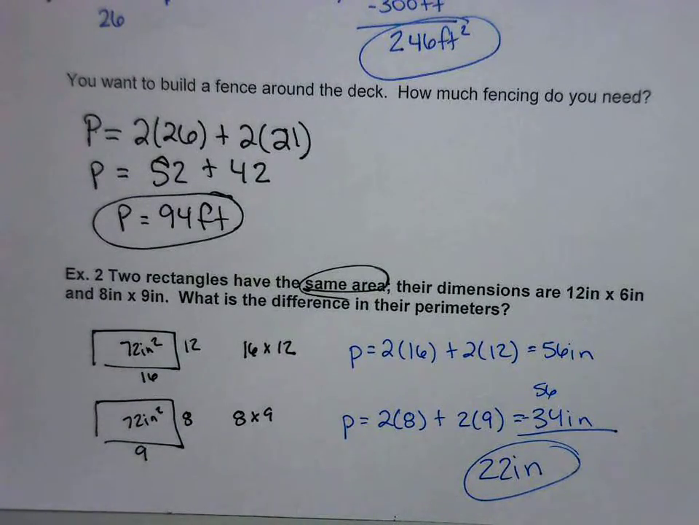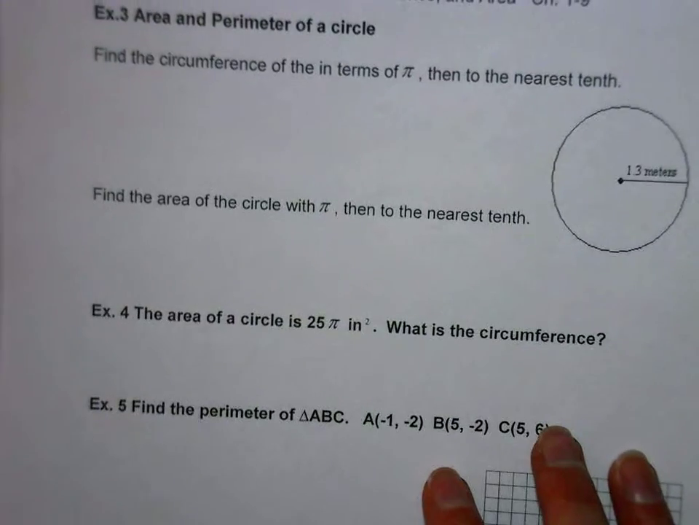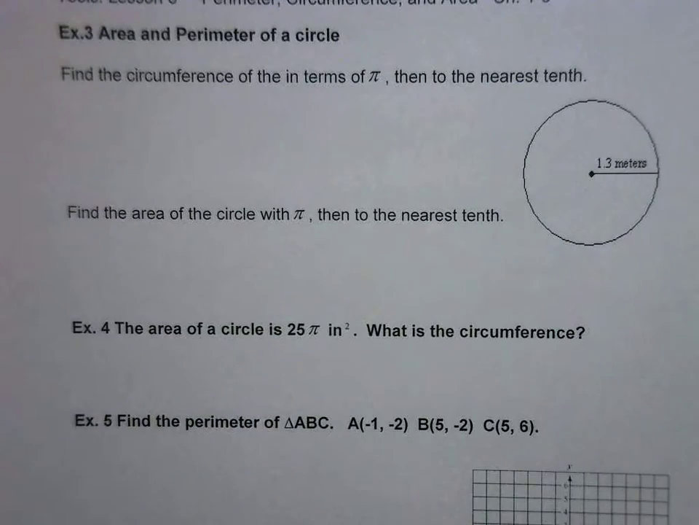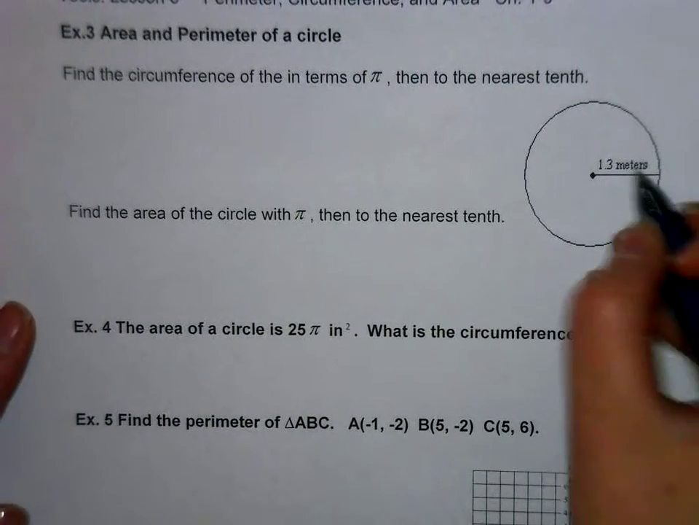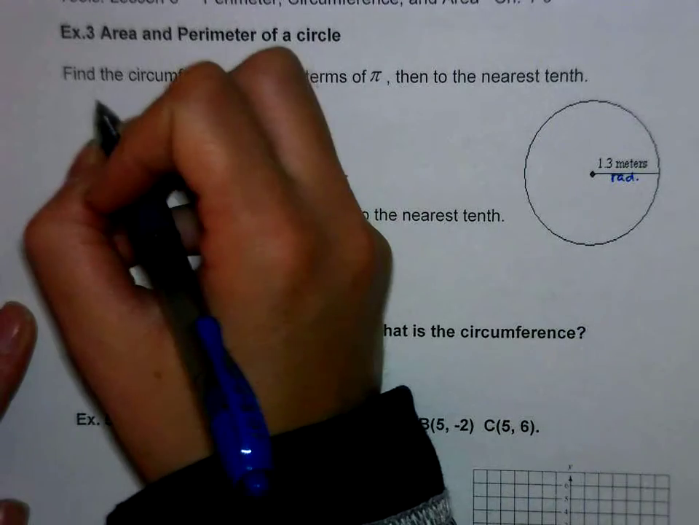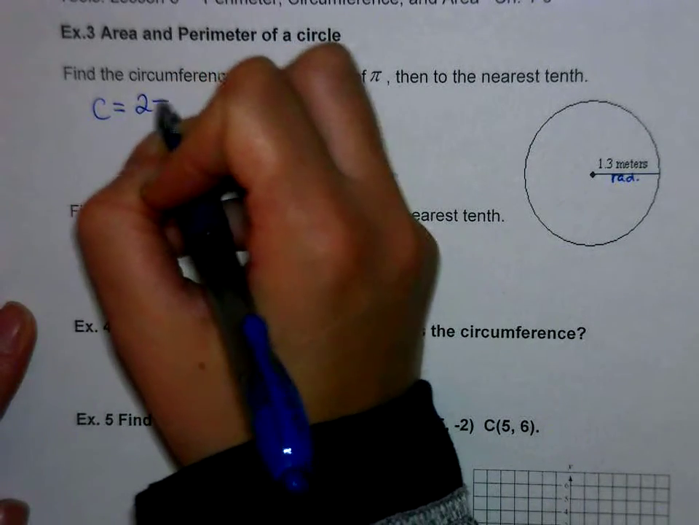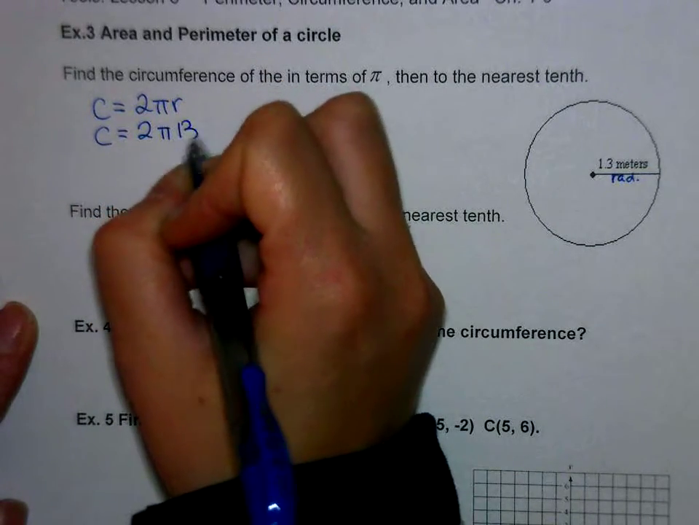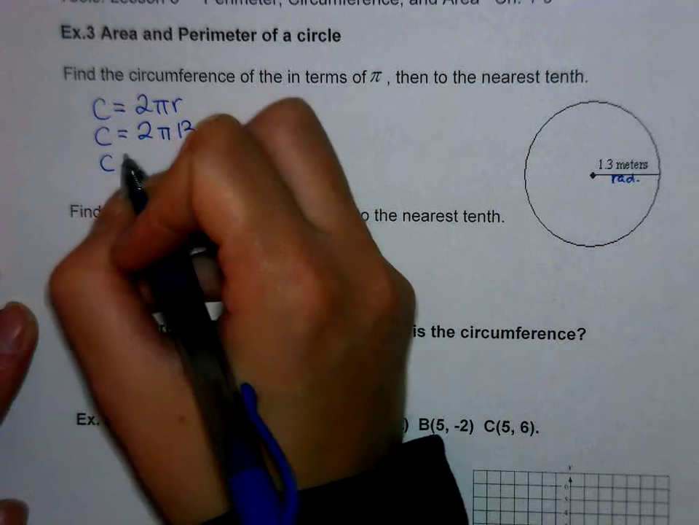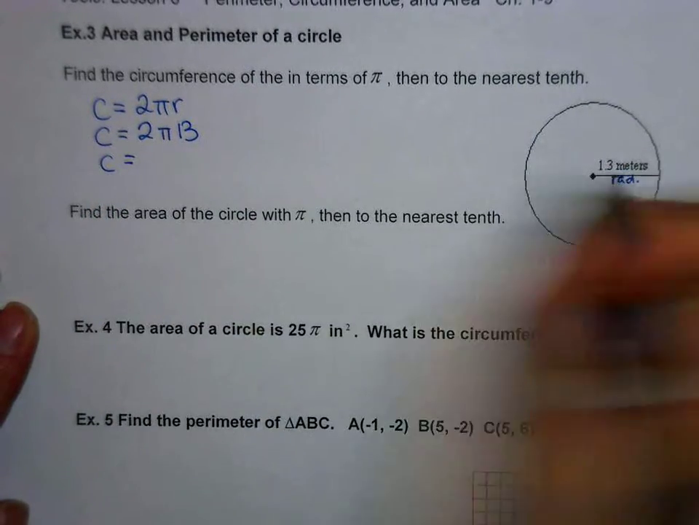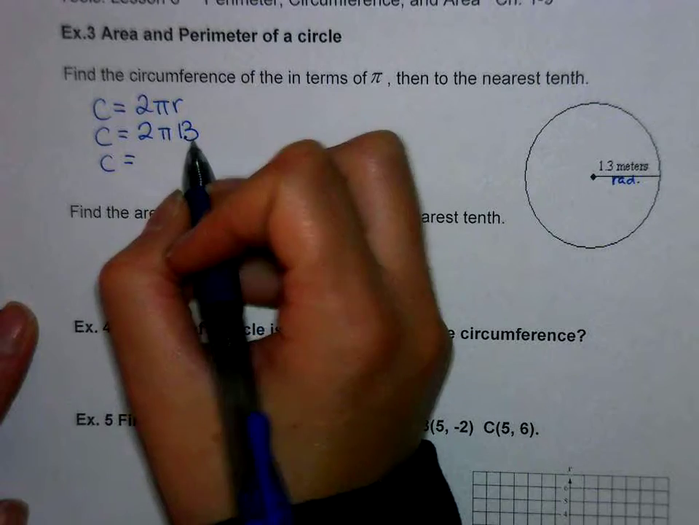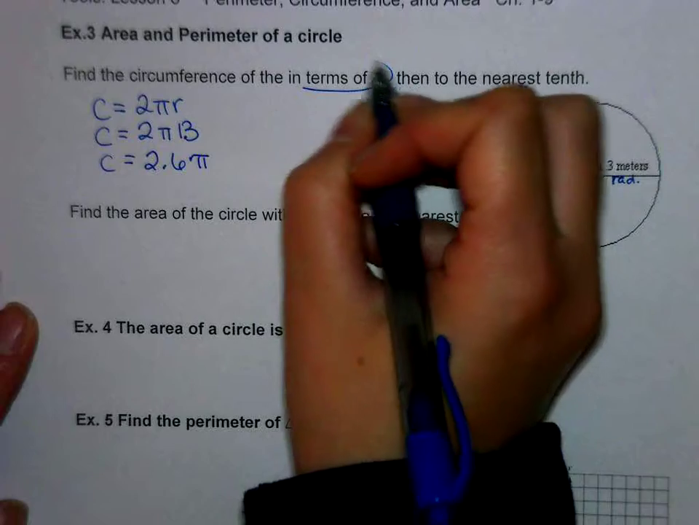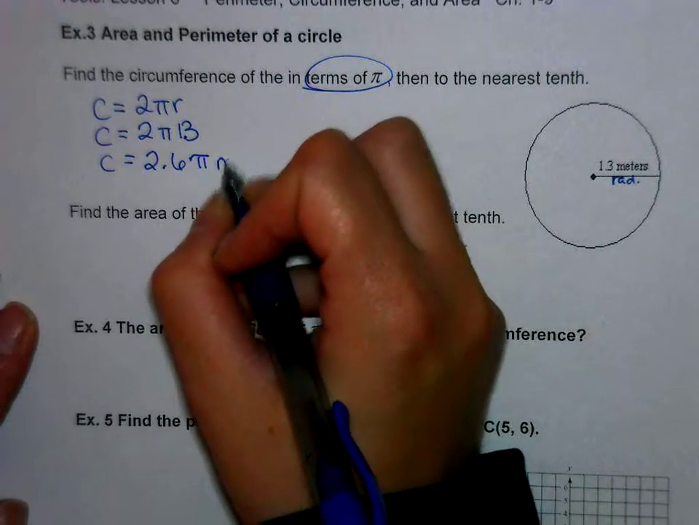Alright, let's take a look at the back side. We're going to be looking at our circles. We want to find the circumference of the circle in terms of pi. So the circumference, right now I know my radius, so I'm going to use circumference equals 2 pi times our radius. And I know my radius is 1.3, not 13. So 2 times 1 3/10 is 2 6/10 pi. That's in terms of pi, so we leave it as is and we add our units, meters.